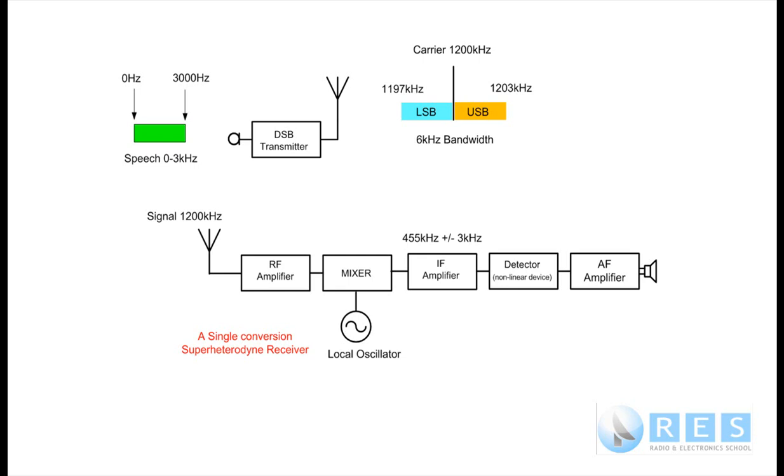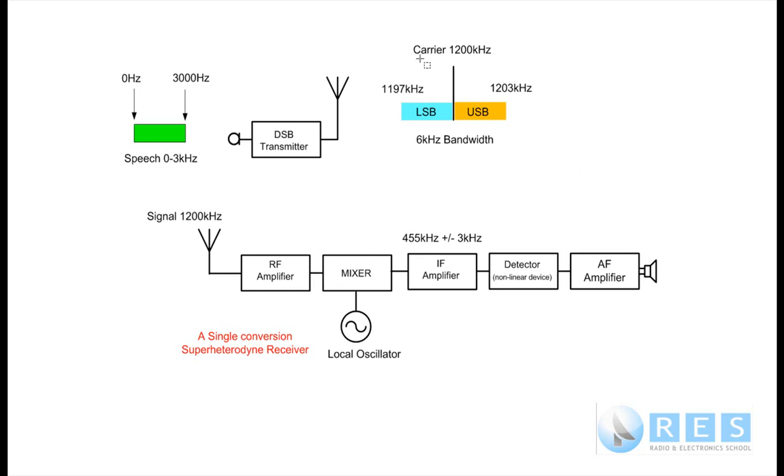Last time we converted our double sideband signal or our single sideband signal. We used a crystal set to detect our double sideband signal, and we used a direct conversion receiver to receive single sideband. Both of those are not very practical receiver systems. This one is. Let me just go through it and then we'll talk about it.